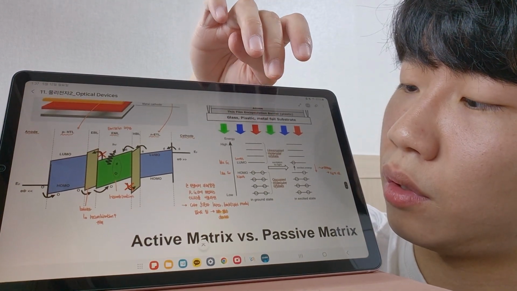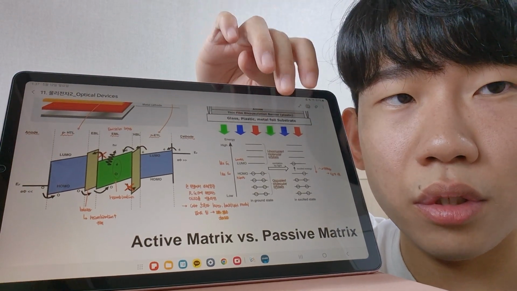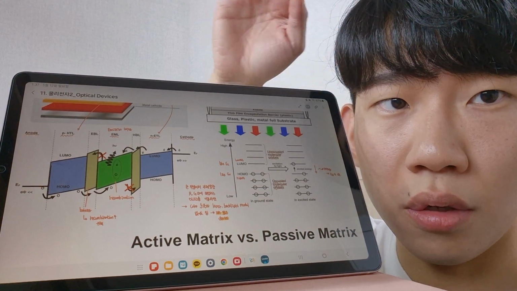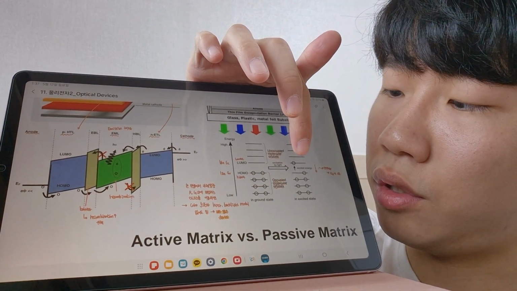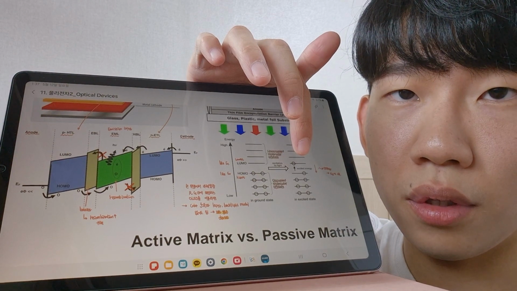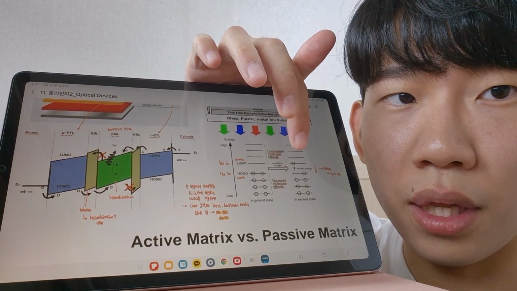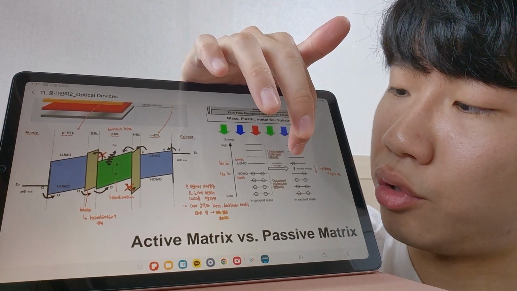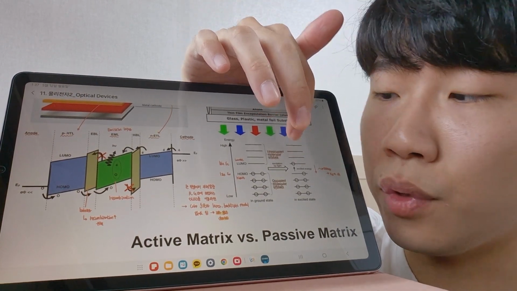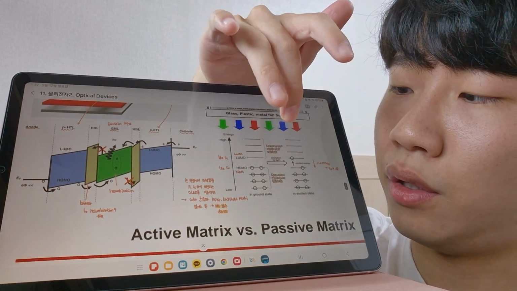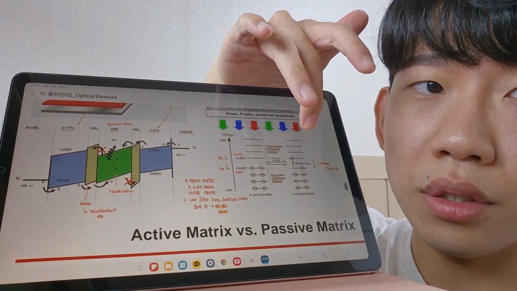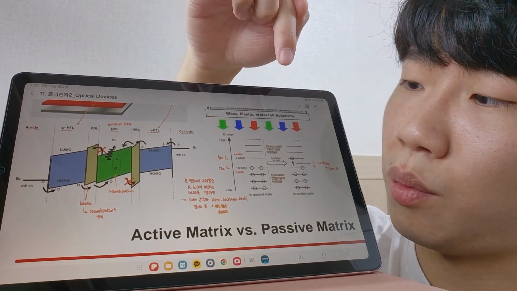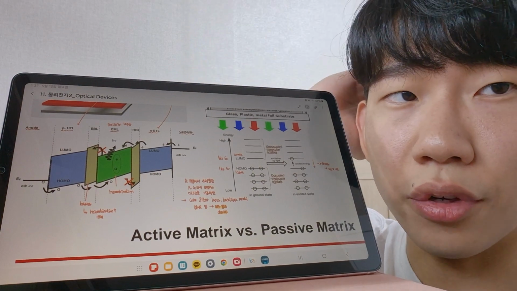Then it is the same as the conduction band and energy gap. So when we apply energy, the electron jumps from LUMO to LUMO. Then in recombination, the electron moves to HOMO and it emits energy.